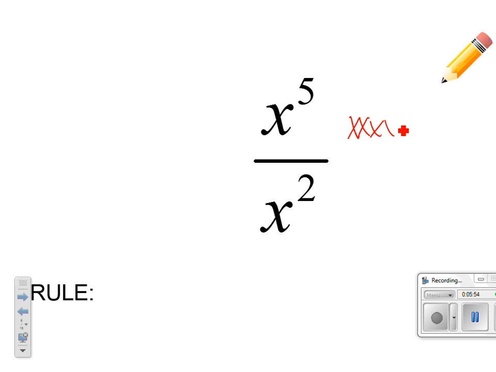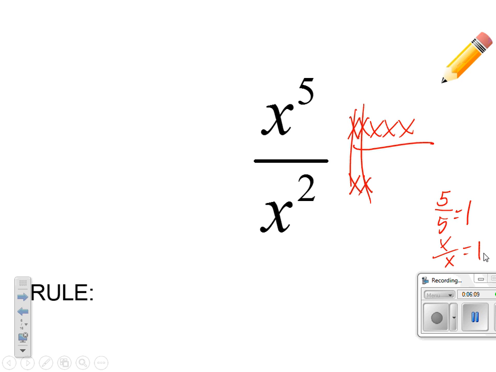I have 5 x's on top, 2 on bottom. Remember we talked about canceling because 5 divided by 5 makes 1, 100 divided by 100 makes 1, 2,000 divided by 2,000 makes 1. Well, guess what? X divided by x also gives you a 1. So these guys cancel. These guys cancel. That leaves me with 3 x's on the top.